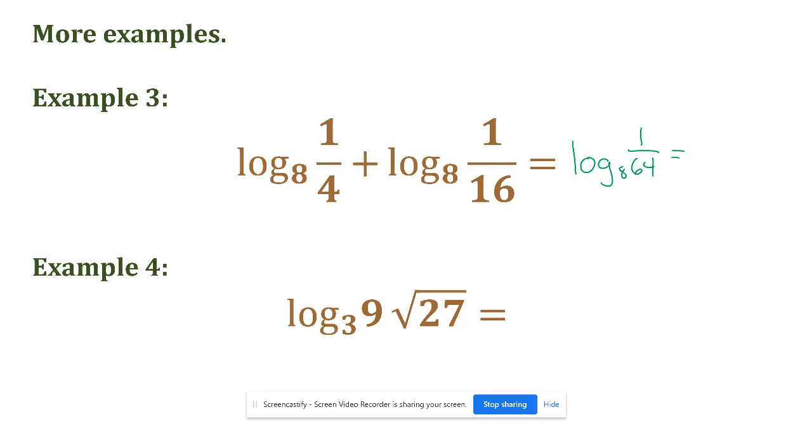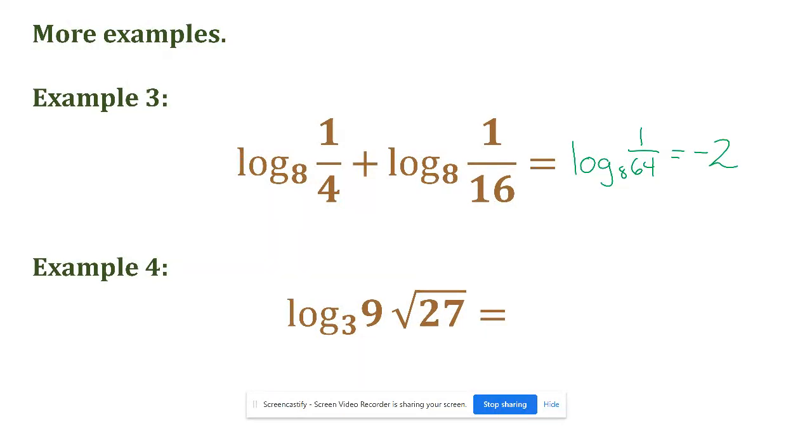And now I want to think, okay, what power of 8 would give me 1 over 64? Well, I know 8 to the second power gets me regular 64. This is the reciprocal of that, so it's going to be 8 to the negative second power. So that's going to be a negative 2.